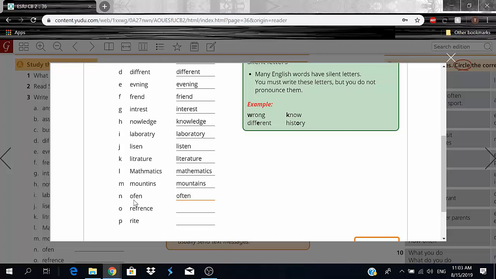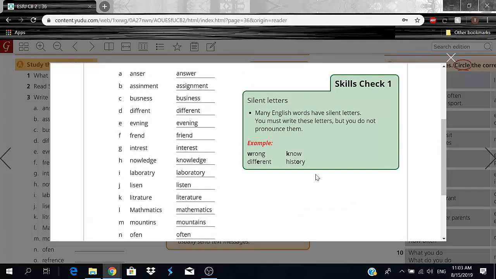Often, okay? This is a word called reference. You guys remember we talked about a reference book. So reference, okay? A lot of E's. And finally we have the word write with a silent W. Write means to write something down. Alright, you guys? Pretty simple stuff.